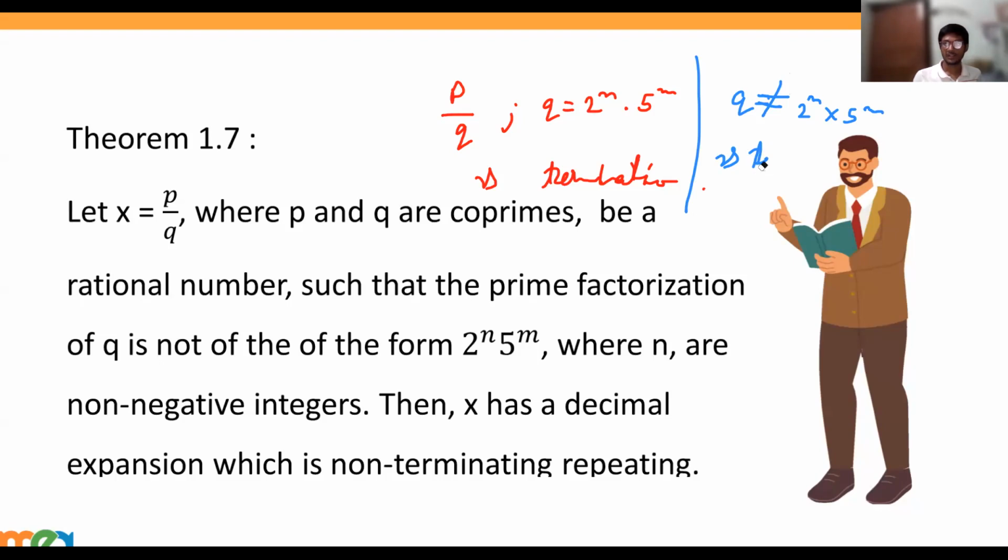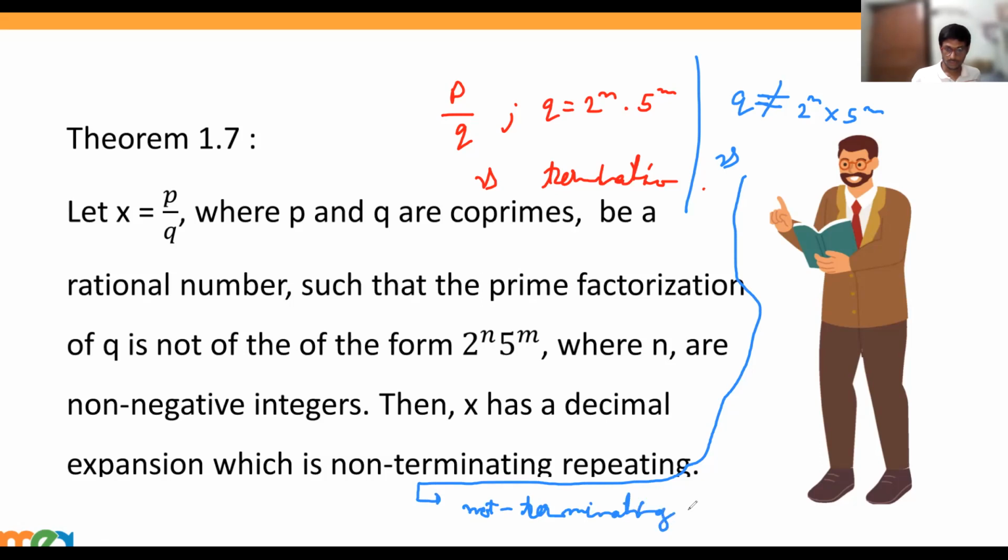So what will its decimal expansion be? Let me write it here. It will be non-terminating, repeating. So this is our last theorem, and that was all the summary of the chapter.